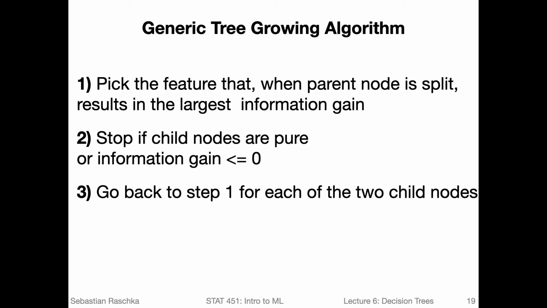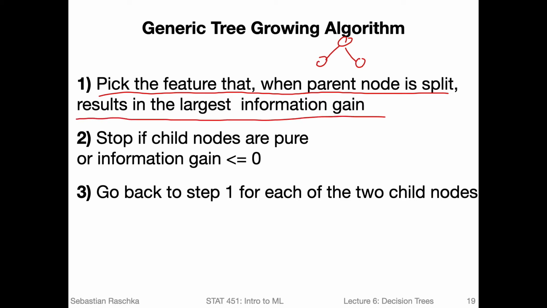So just to summarize the generic tree growing algorithm in words, what we do is we pick the feature that, when the parent node is split into 2 child nodes, results in the largest information gain. And information gain is our measure for goodness of split.